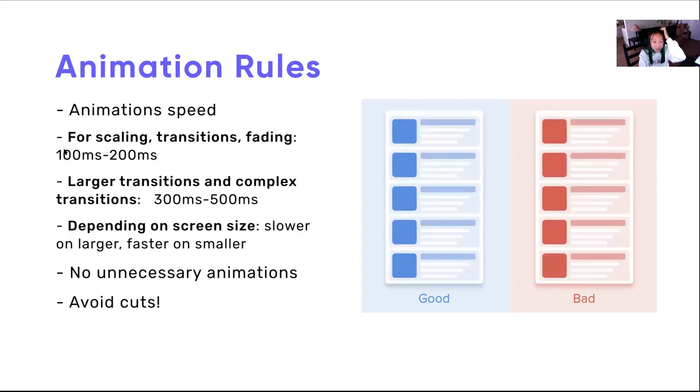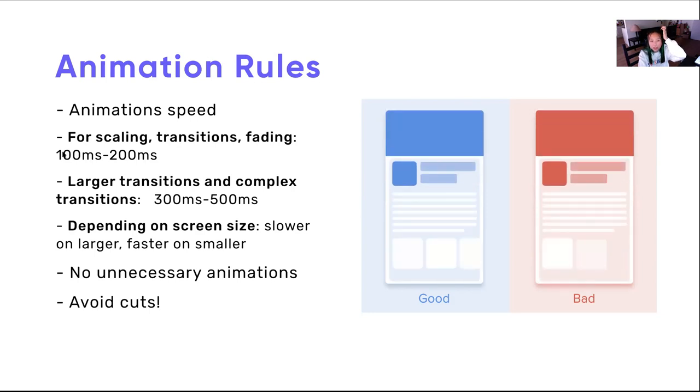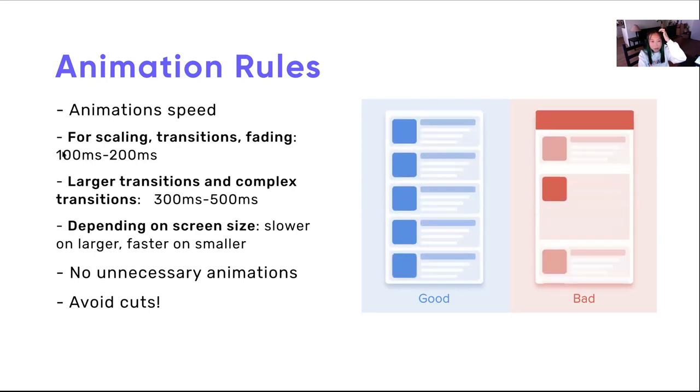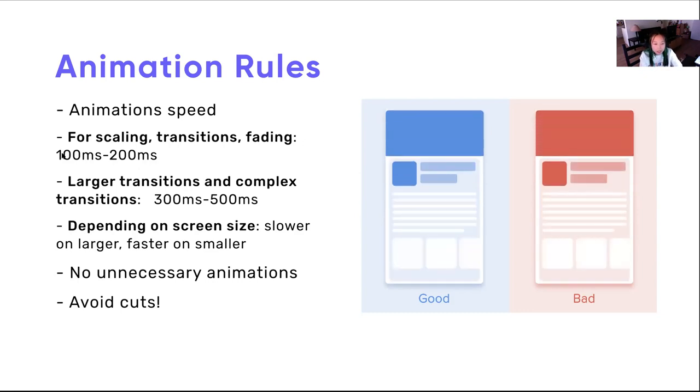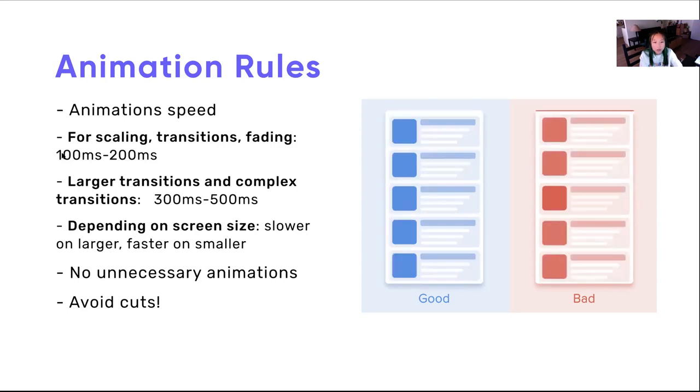Anything less than 100 milliseconds typically is not perceivable by the human eye. Larger transitions should not go for more than 500 milliseconds, and that's just too much for people to wait for. And yeah, animation speed also depends on the screen size.